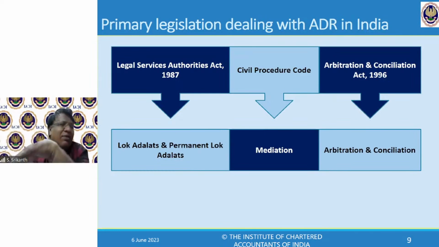Also, we have something called Lok Adalat and permanent Lok Adalats, which are meant for panchayat level and rural level land disposal. They can settle instead of going to court and all. So that comes under the Legal Services Authorities Act 87. They have set up Lok Adalats and permanent Lok Adalats and all that. Then you have the Civil Procedure Code. Under the Civil Procedure Code, high courts are empowered to set up mediation. When the court case is pending before the court, under the Civil Procedure Code itself, they can authorize mediation.